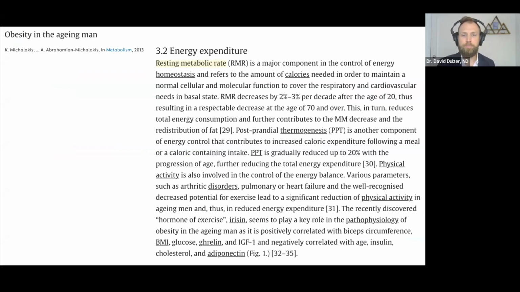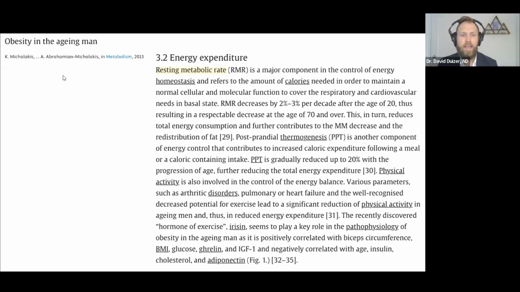Today, we'll go through all of them. So just a quick study here to get us going, get us shaking. This is a recent one from Obesity, called Obesity in the Aging Man. I thought this was interesting.